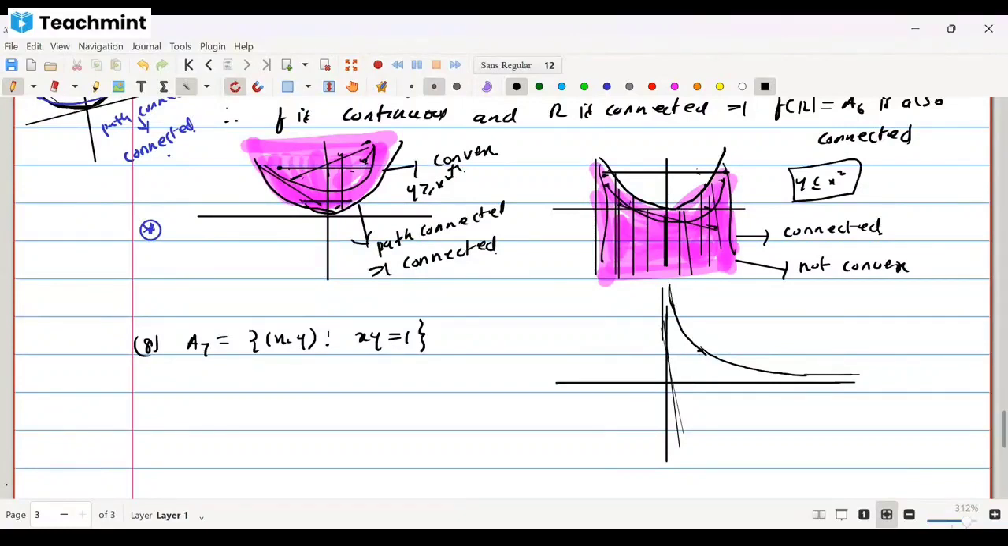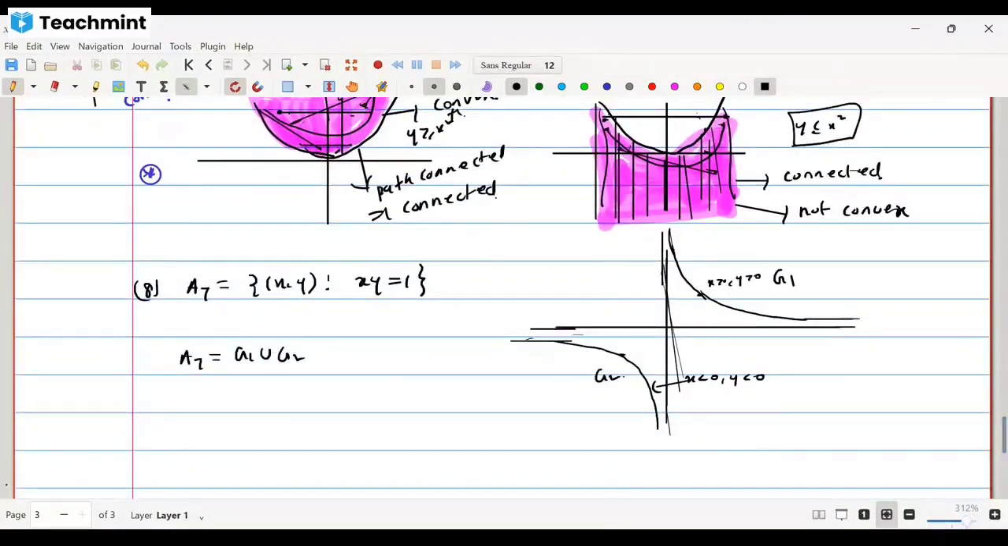It comes like this, right? If it is negative, it comes like this. So in this case, x less than 0, y less than 0, this line. This is x positive, y positive. Assume that this is G1 and this one is G2. So A7 can be written as A7 equal to G1 union G2.